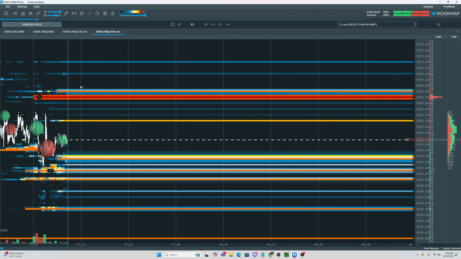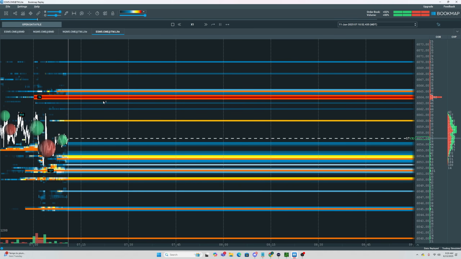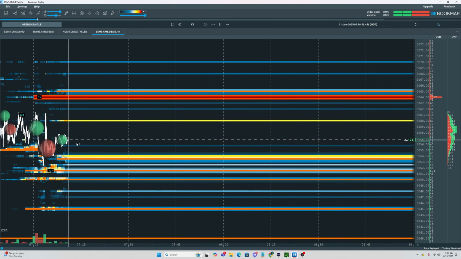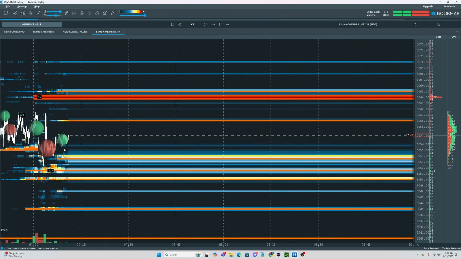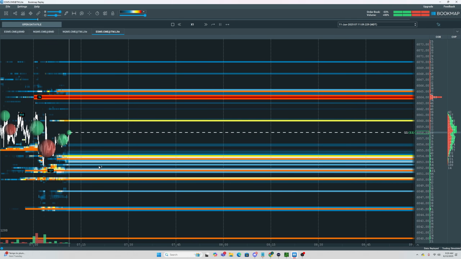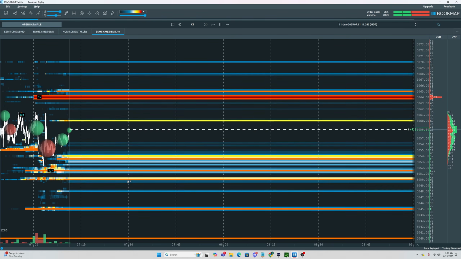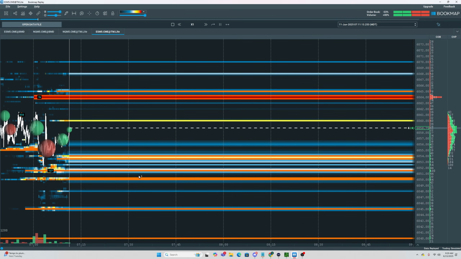If there is not enough market orders at this area and we have more passive sellers sitting there, this area is going to act as resistance and price is likely going to pull back. The same can be said for these buy orders down here. If there's not enough aggressive sellers to push price through these limit buy orders, price is likely going to make this area support and start making its way back up.